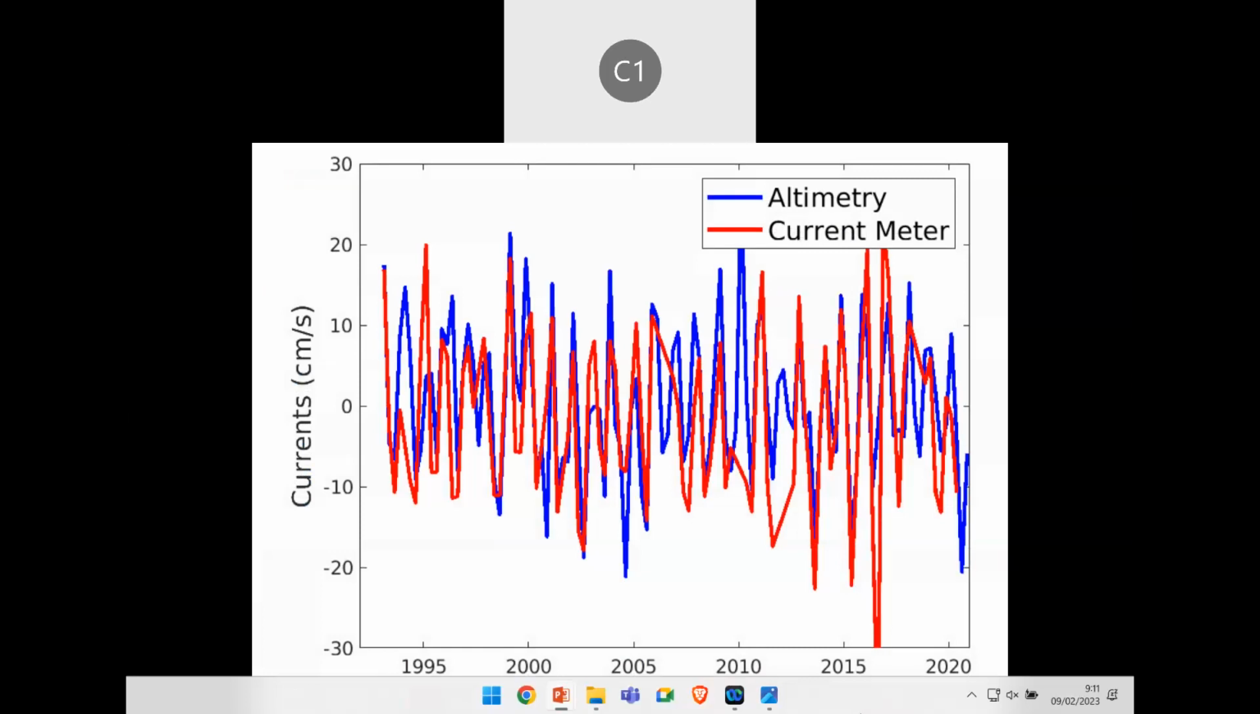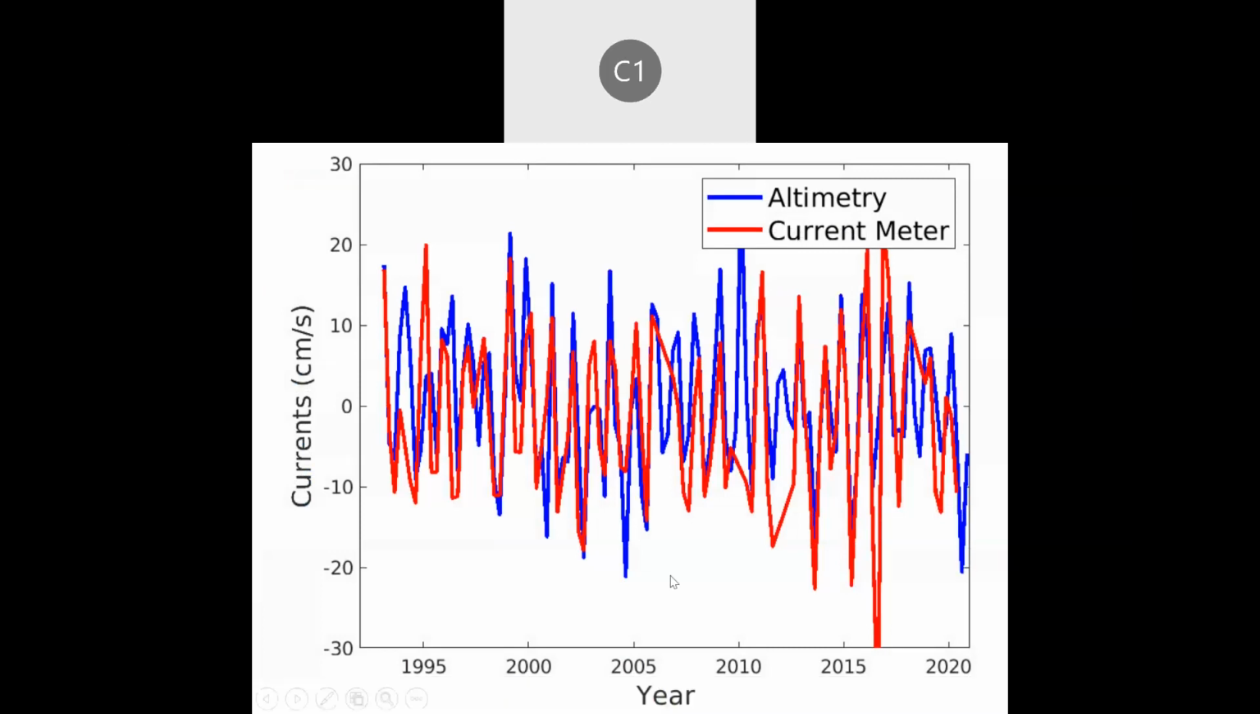So first, we did a comparison of the altimetry-derived geostrophic currents with the long-term in situ measurements at the monitoring site. This is a 35-meter current. You can see altimetry is below, current meter data is in red. Clearly, the mean current is almost zero, both in the in situ observation and altimeter data. This means the mean sea surface from satellite is quite a good representation, even at this kind of small scale.